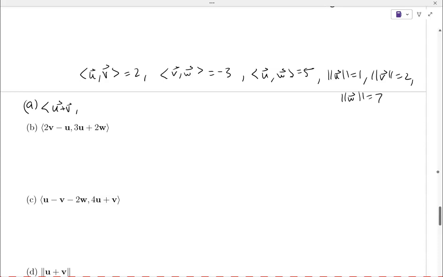So notice we're not given any specific vectors. We're not given any specific inner product space. All that we know is that we have an inner product space, and it gives us some information about those three vectors, how they interact with each other as inner products. And it also tells us something about the inner product of the vector with itself. Okay.